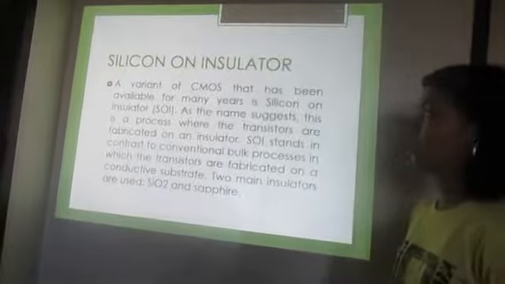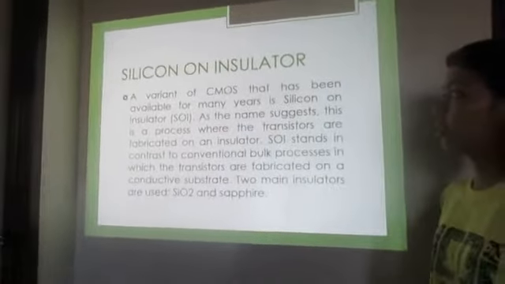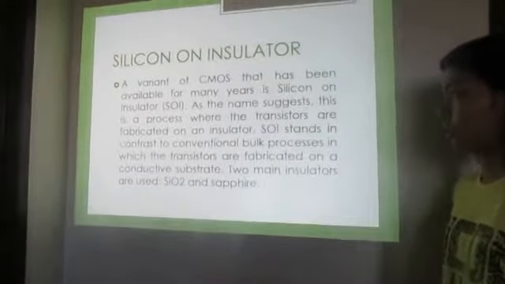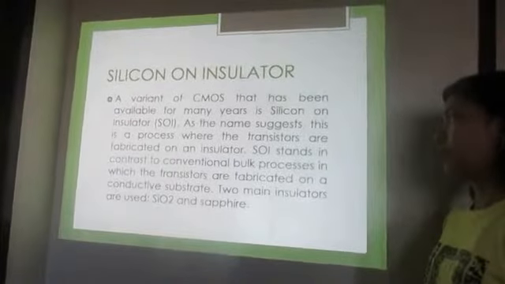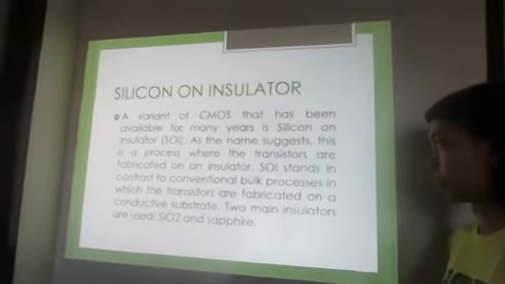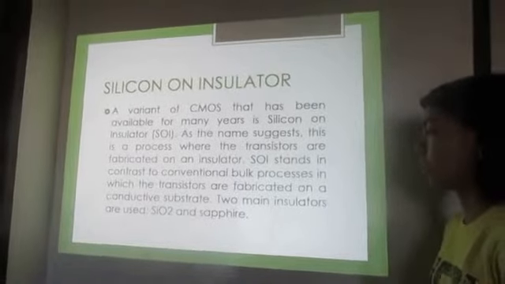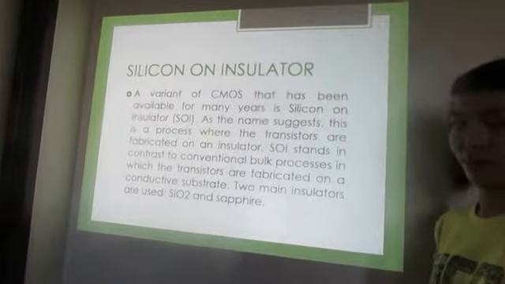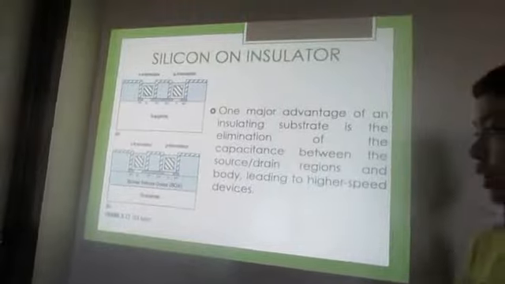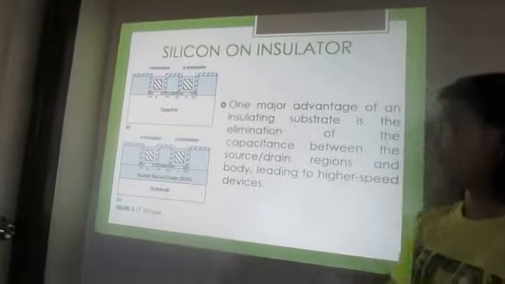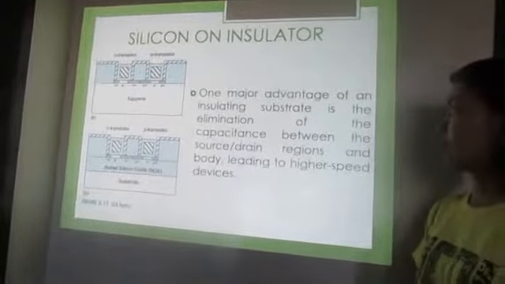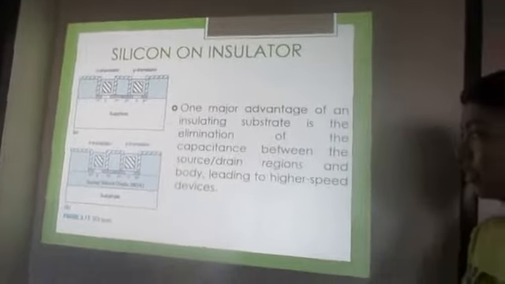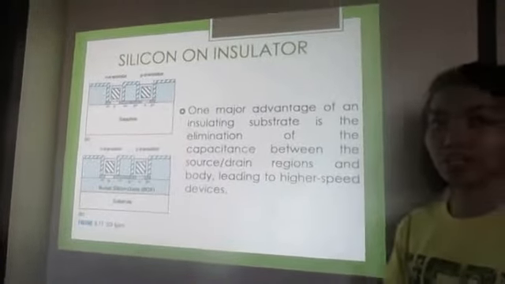In the silicon on insulator, a variant of CMOS that has been available for many years is silicon on insulator, SOI. As the name suggests, this is a process where the transistors are fabricated on an insulator. SOI stands in contrast to conventional bulk processes in which the transistors are fabricated on a conductive substrate. 2 main insulators are used, the silicon dioxide and sapphire. So this is the SOI types, the sapphire and the substrate. The one major advantage of an insulating substrate is the elimination of the capacitance between the source-drain regions and body, leading to higher speed devices.